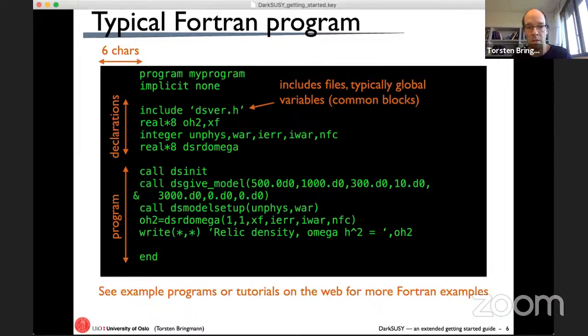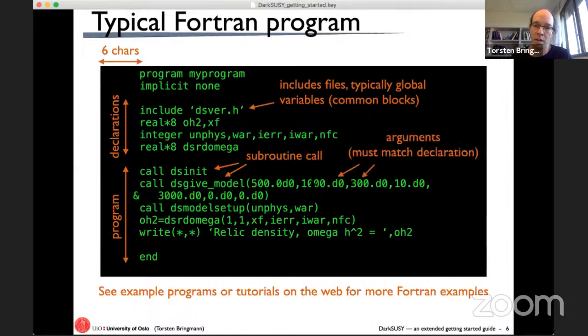So this is an include file. Typically in DarkSUSY, you will use this to include global variables. In the Fortran language, these are common blocks. These are examples of subroutine calls.